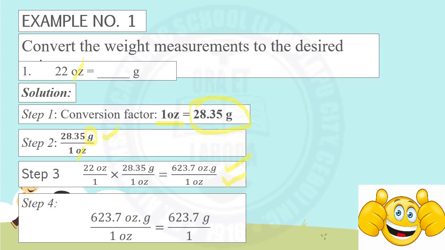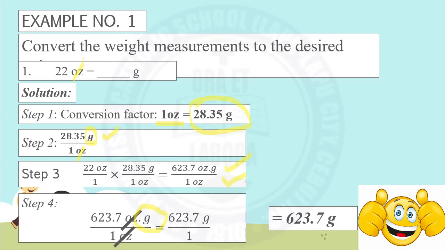Ounce at the numerator as well as the denominator will be cancelled out, and the remaining is gram, which is our desired unit. 623.7 grams over 1 is equal to 623.7 grams, and that will be our final answer.